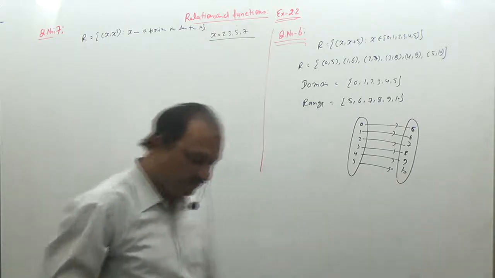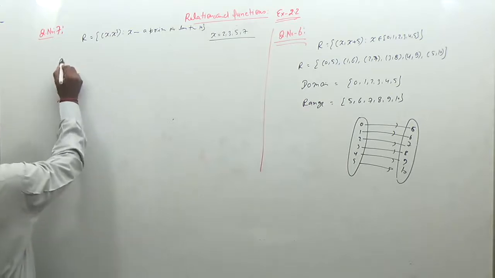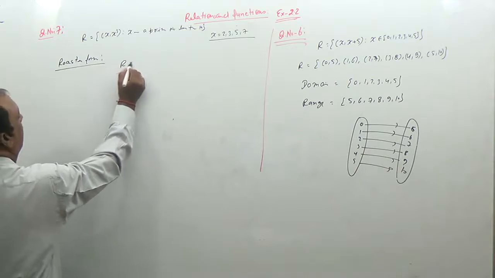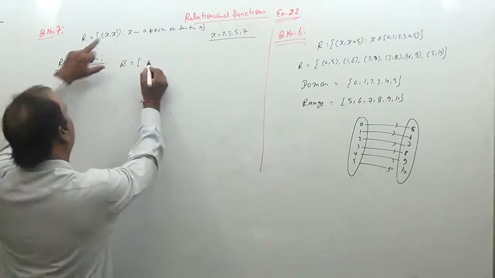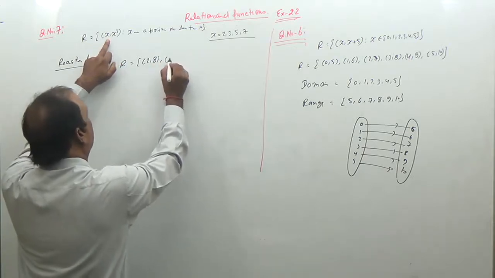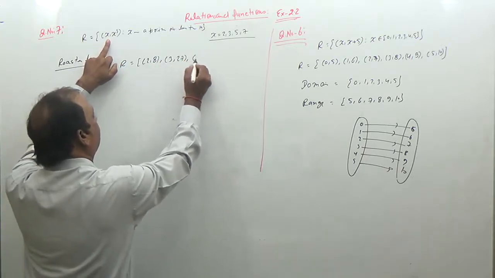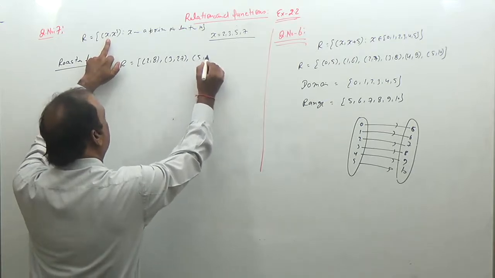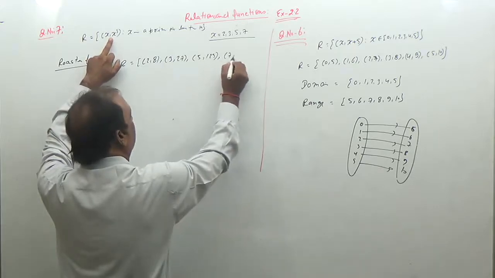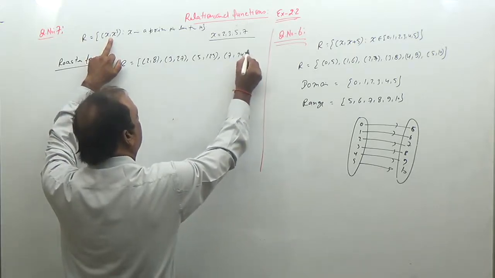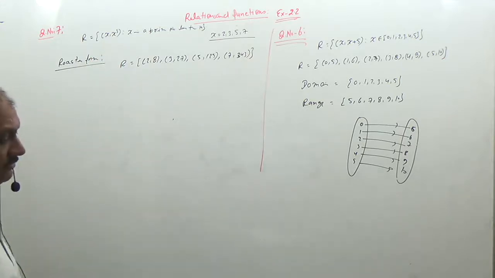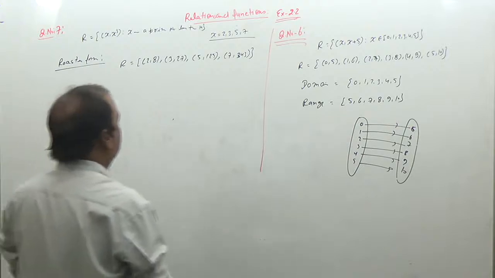So first write down its roster form. First we take x is equal to 2, so 2 cube is 8. Second we take x is equal to 3, so 3 cube is 27. Next we take x is equal to 5, so 5 cube is 125. And next is x is equal to 7, so 7 cube is 343. So this one is the set in roster form.